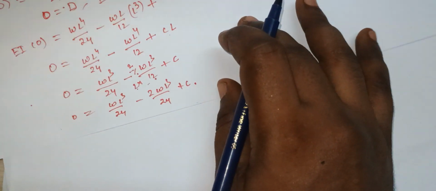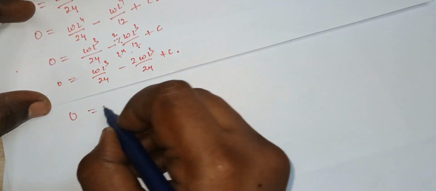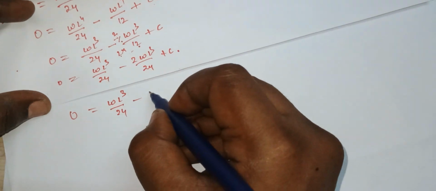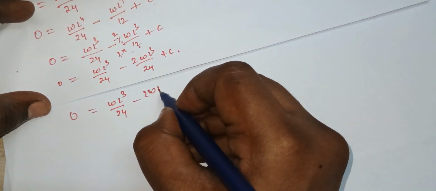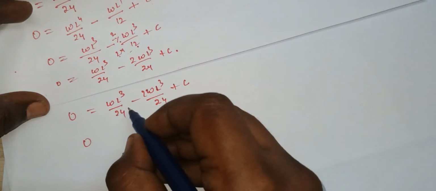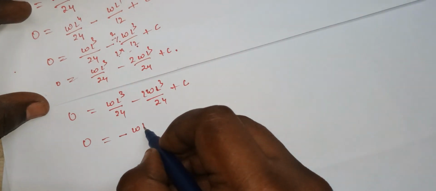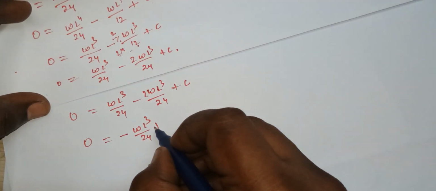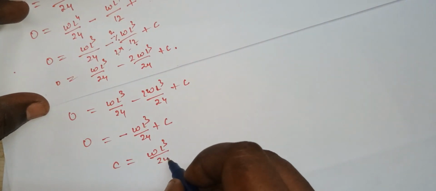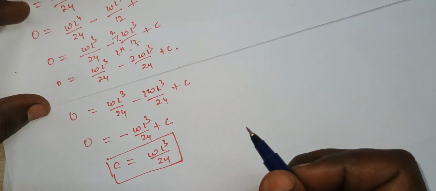As you can see, 0 is equal to W into L cube by 24 minus 2 into L cube by 24 plus C. So 1 minus 2 is minus WL cube by 24 plus C. C is equal to WL cube by 24. This is our final C value.